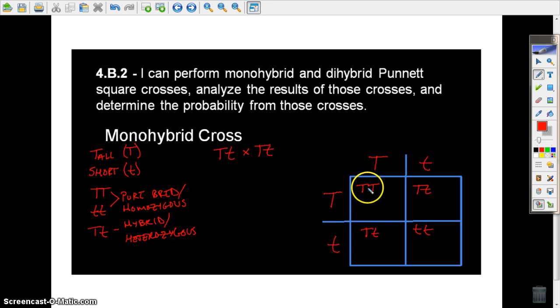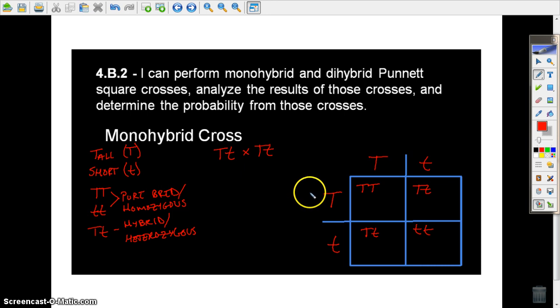All right, so my genotype here is big T, big T, or homozygous dominant. My genotype here is heterozygous or hybrid. Heterozygous or hybrid. My genotype here is homozygous recessive or purebred recessive. And so those are our genotypes.